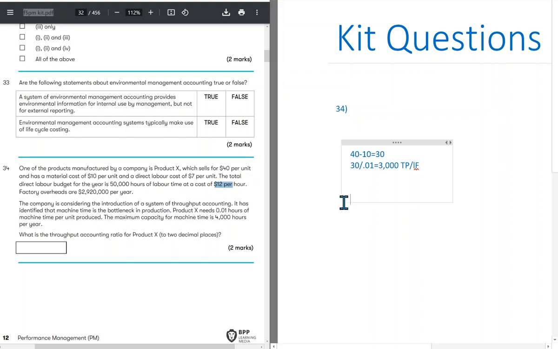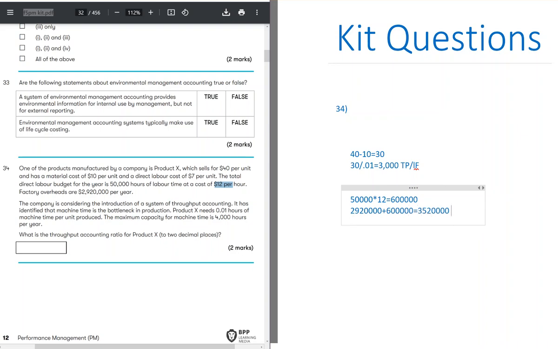So we'll take 50,000 multiply by 12, which is 600,000, and then adding that with the other overheads, we have 3,520,000 divided by total machine time, which is 4,000 hours. So now taking 3,000 top and then dividing by this bottom gives us 3.40. If we round it off to 2 decimal places, remember, it becomes 3.41. If you write anything else in blank questions, then your answer would be wrong. So it said here up to 2 decimal places.